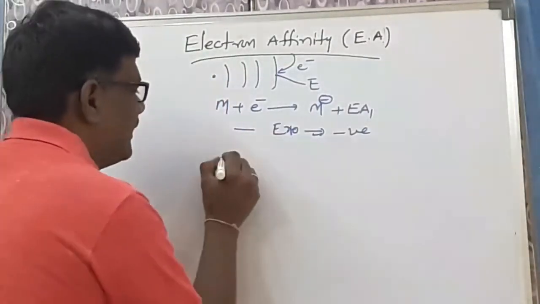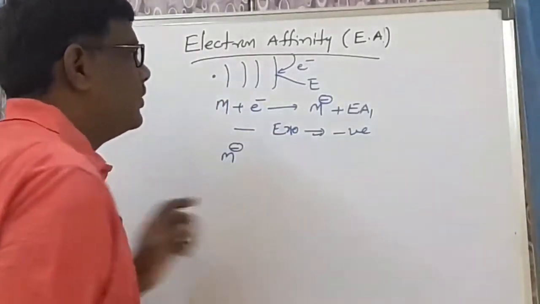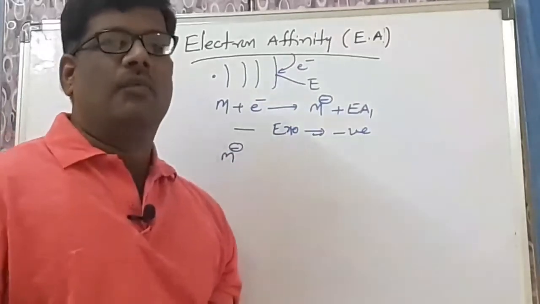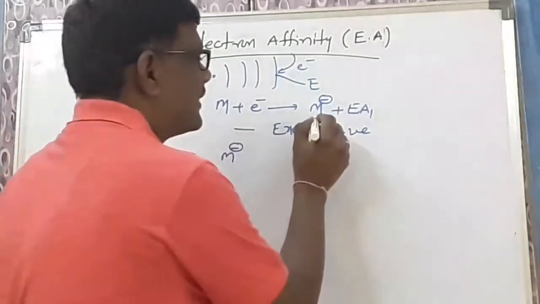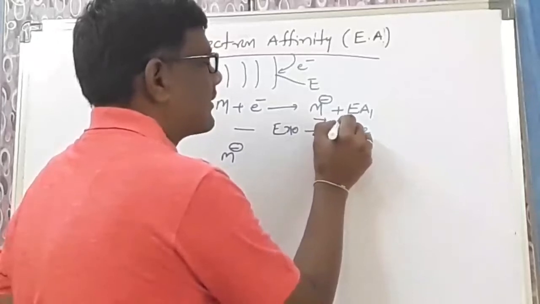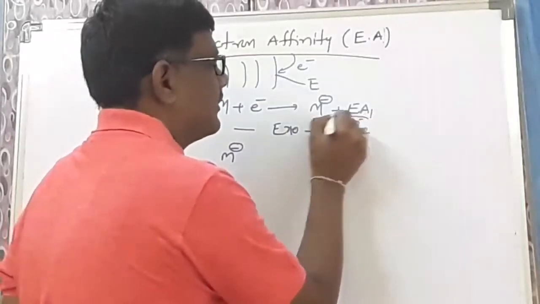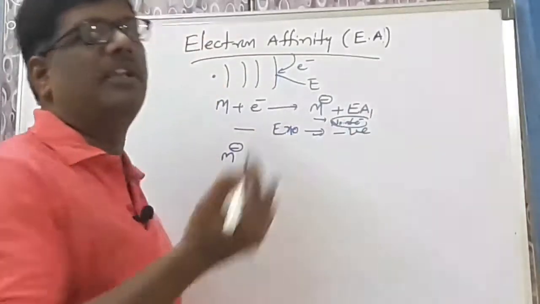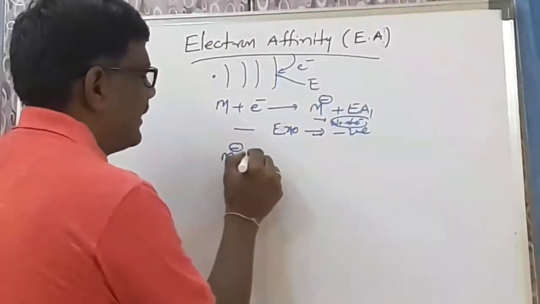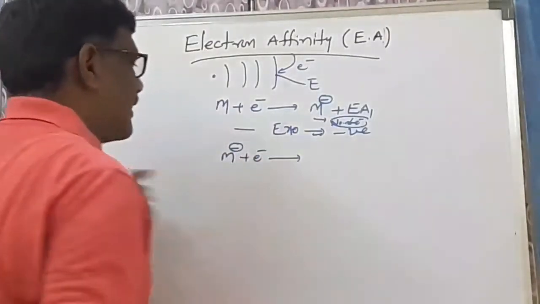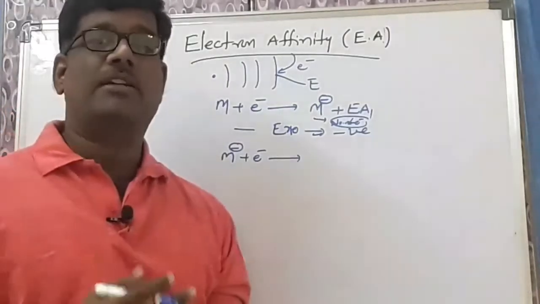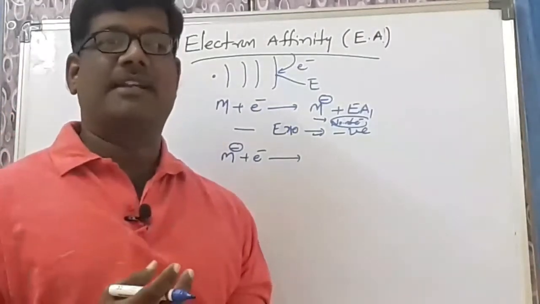Now, I am taking the M minus. It is called the uni-negative charged ion. What is a uni-negative charged ion? One which contains a higher number of electrons than protons. So it has added an electron, so electrons will be high. To that uni-negative ion, I am adding another electron. So electrons are already extra, and extra electrons mean repulsion arises.